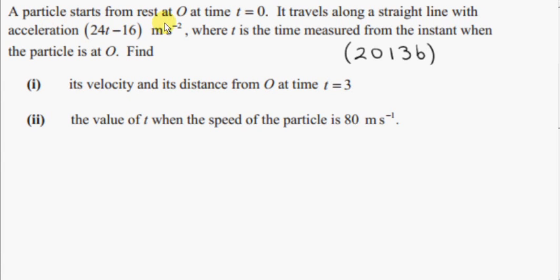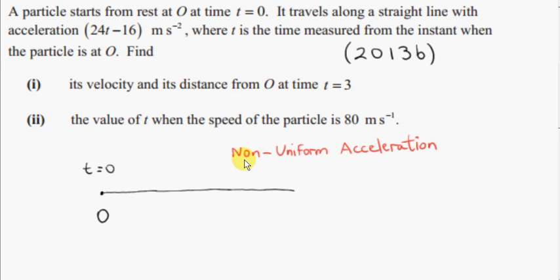A particle starts from rest at O at time t equals 0. It travels along a straight line with acceleration 24t minus 16 meters per second squared, where t is the time measured from the instant when the particle is at O. Find its velocity and its distance from O at time t equals 3.